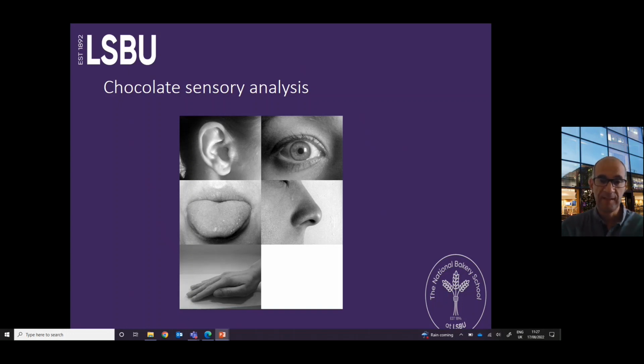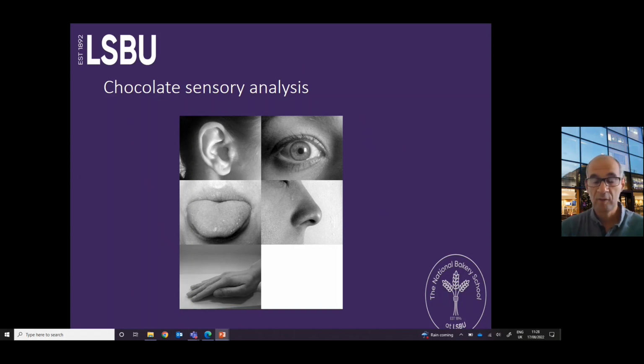So visual, obviously, with the color and the gloss, as we saw. Touch, our hands, but also our lips and inside our mouth. So all these are involved in how we handle the product in our mouth, and the melting point and so on, the texture. And the taste, our tongue, and smell with our nose.